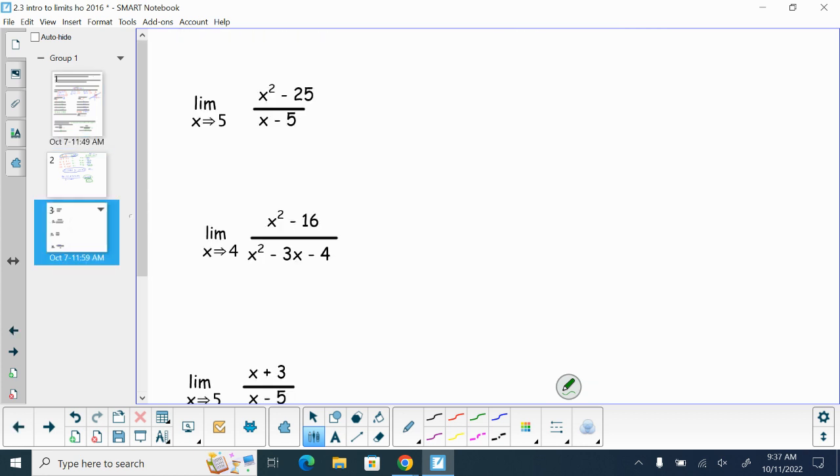So let's take a look at now some other limits. Limit as x approaches 5 of x squared minus 25 over x minus 5. Well, what we just learned on the front side, the first thing that we want to try with respect to limits is just plug it in. Plug it in, plug it in. Well, if I plug in the value of 5 here, we have 5 squared minus 25 over 5 minus 5.